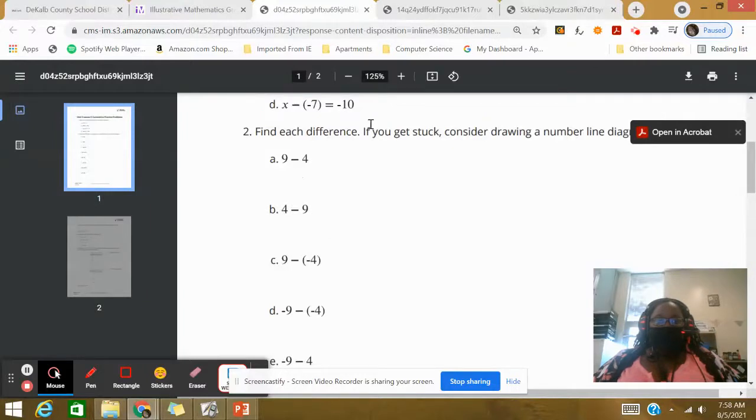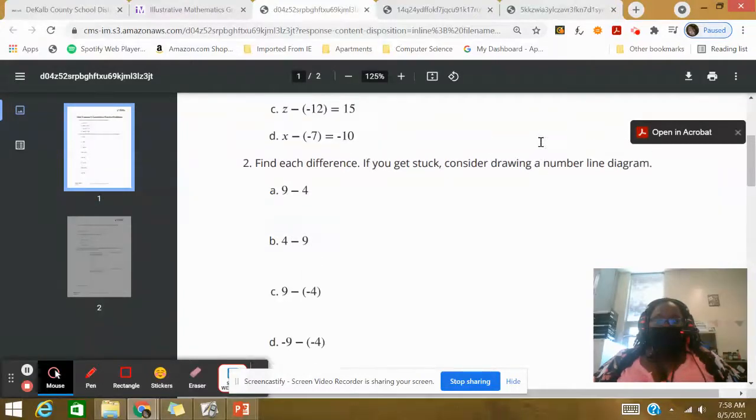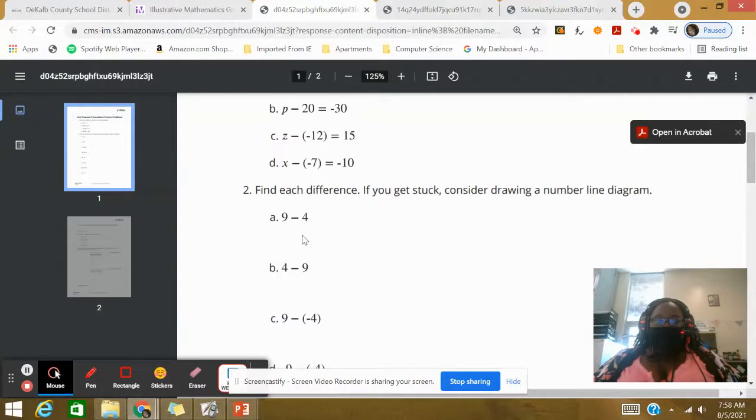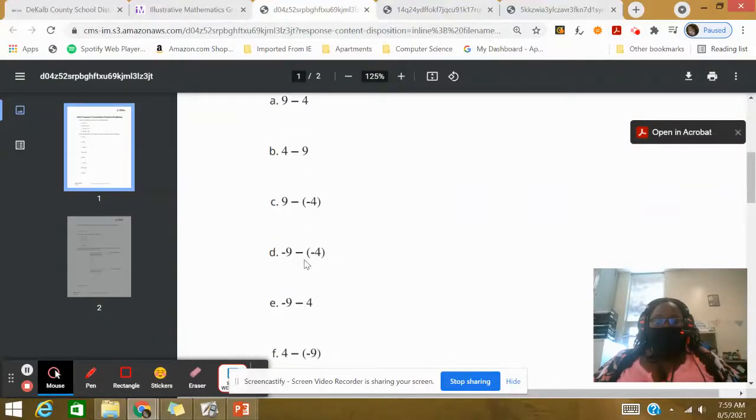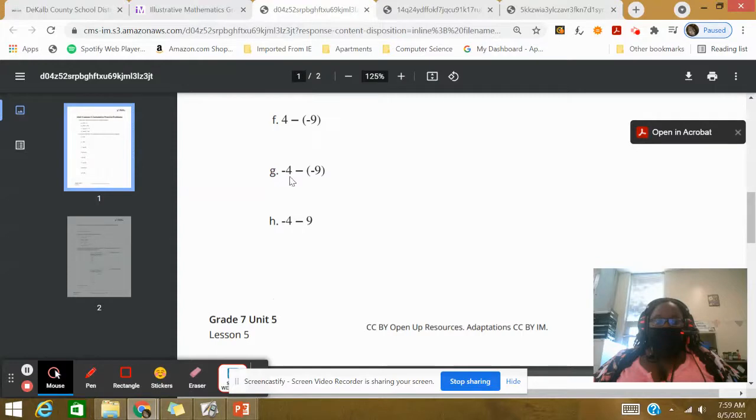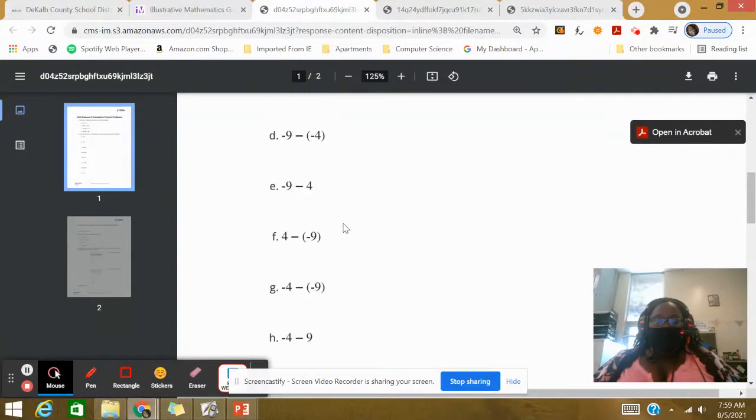Question 2 is just find each difference. If you get stuck, consider drawing a number line. So we have 9 minus 4. Again, you just simplify each of these expressions. Then we have 4 minus 9. Then you have 9 minus a negative 4. We have negative 4 minus a negative 9. E, we have negative 9 minus 4. G, we have negative 4 minus a negative 9. And then finally, we have negative 4 minus 9.